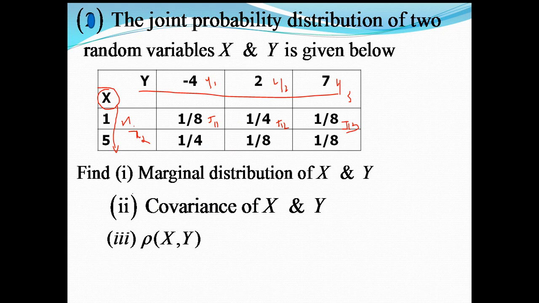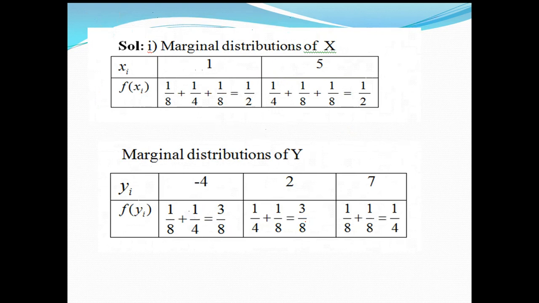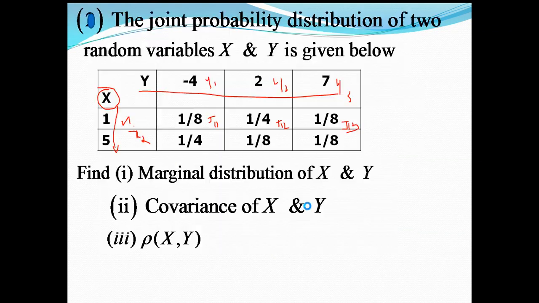It is asked to find the marginal distribution of x and y, the covariance of x and y, and the correlation of x and y. First, we'll find the marginal distribution of x. So, how do we find the marginal distribution of x? In the joint probability table, we have to add. So I will add one more table here to elaborate the example.